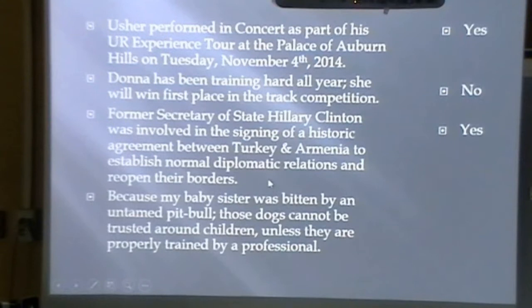Okay, the last one. Because my baby sister was bitten by an untamed pit bull, those dogs cannot be trusted around children unless they are properly trained by a professional. Yes or no? Okay, so we are conflicted on this one also. Some say yes, others say no, but the survey says it's a no.